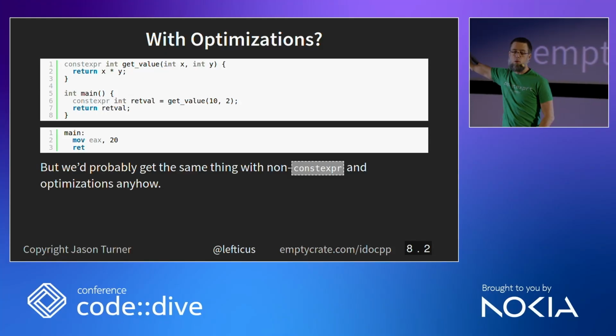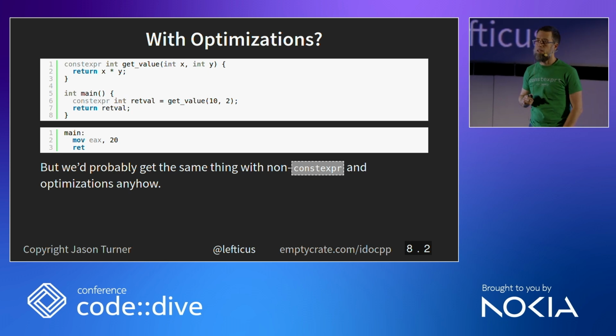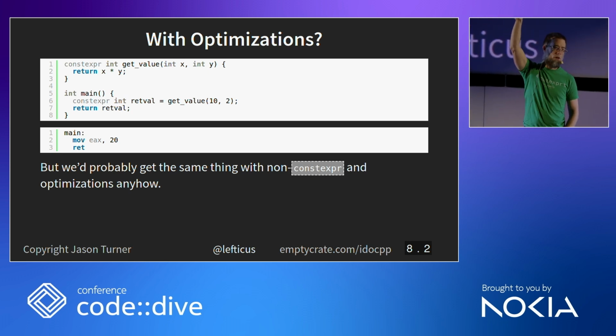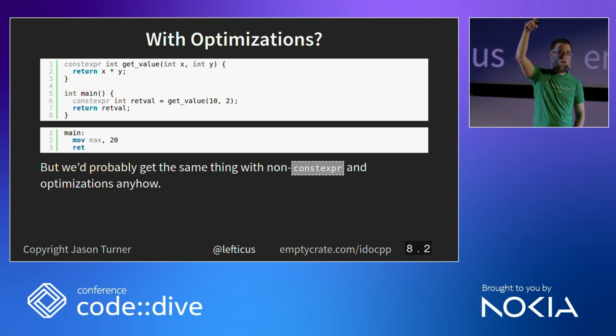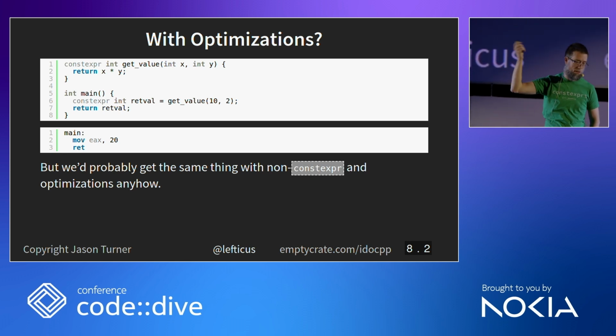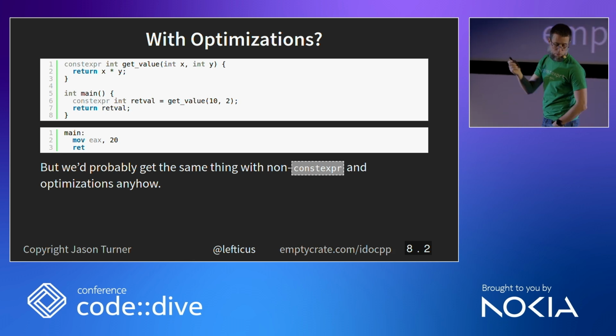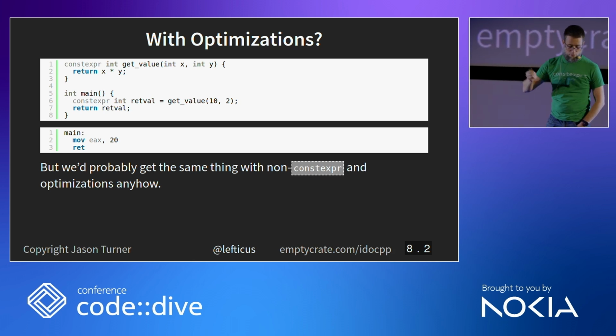But we'd probably get the exact same result even without constexpr here, right? If I turned on O3, except I'm going to have maybe the function itself omitted, right? Well, the function is constexpr, so that's implicitly inline. I would get the exact same result with an optimized build, even if I removed constexpr from line 6.